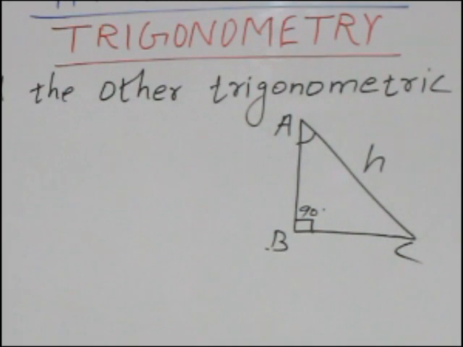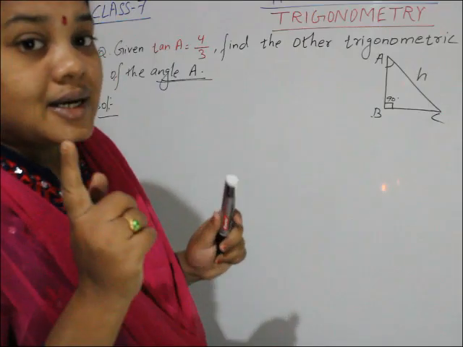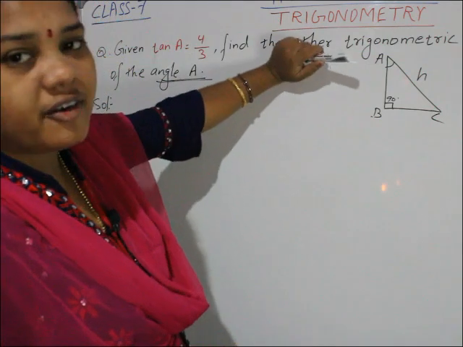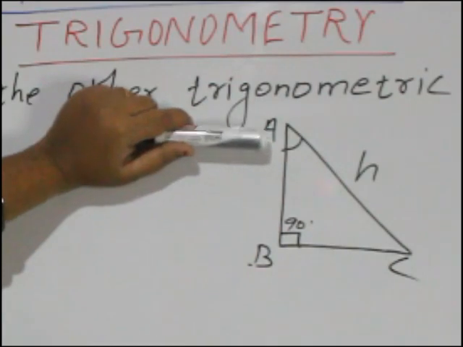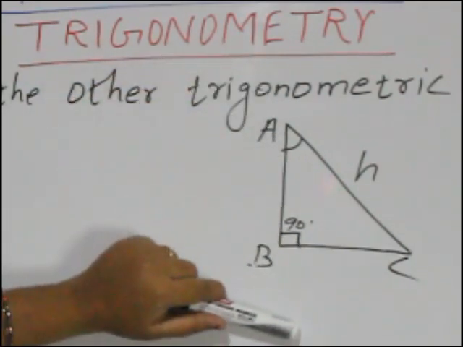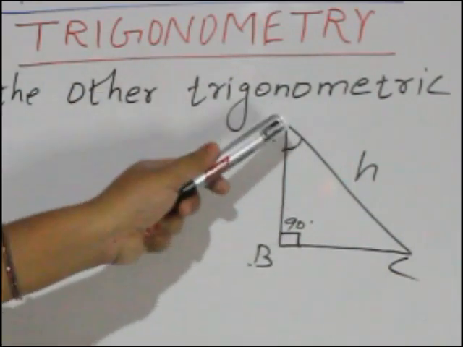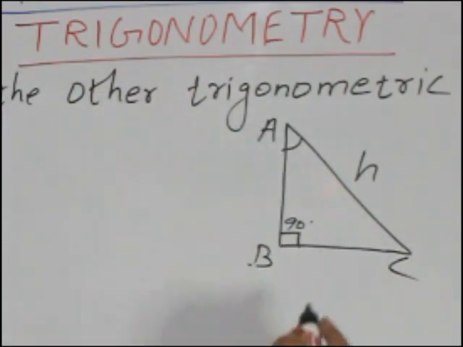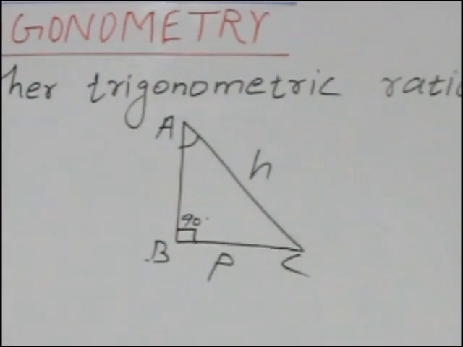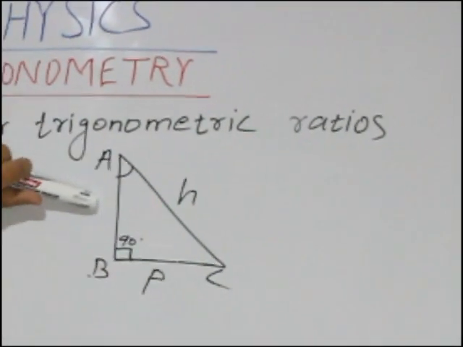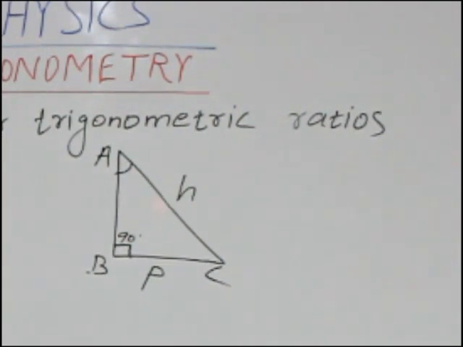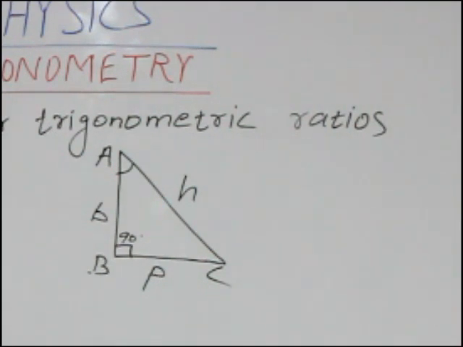Then next, where is perpendicular? The side opposite to the angle of reference. What is the angle of reference? Angle A. Its opposite side will be perpendicular. So BC becomes perpendicular. The side which is adjacent to the angle of reference is the one left, so this is the base. So this is marking over: base, perpendicular, hypotenuse.